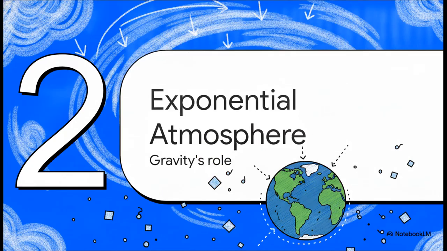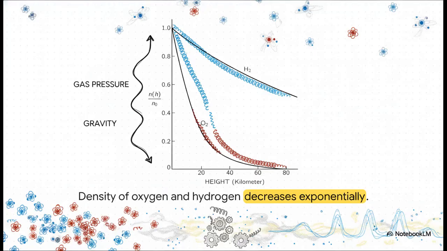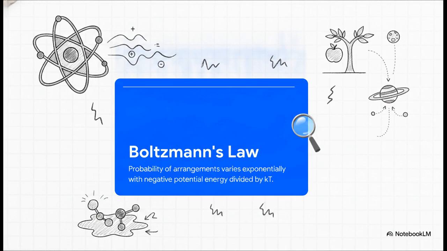Okay, moving on to section 2, the exponential atmosphere, and taking a look at gravity's role. So what happens when we introduce a force we're all pretty familiar with, gravity, into this perfectly balanced atmosphere? Because gravity is constantly pulling everything down, the gas pressure has to be higher at the bottom just to support the sheer weight of the gas above it. And this means the density of the gas actively decreases as we go higher up. But different molecules drop off at different exponential rates. Oxygen is a lot heavier than hydrogen, right? So its density just plummets dramatically with height, while the much lighter hydrogen kind of stretches out way further into the upper atmosphere.